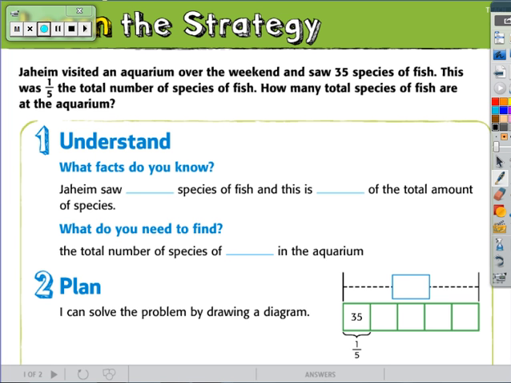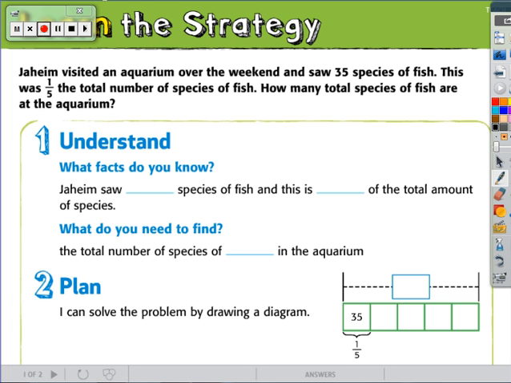Now, Jaheem went to the aquarium over the weekend. He saw 35 species of fish. This was 1/5 of the total number of species of fish. How many total species of fish are at the aquarium? So, we're going to work on solving word problems. In order to do that, we have to go through the word problems and determine what we know, what we need to know, and then come up with a plan on how to do it.